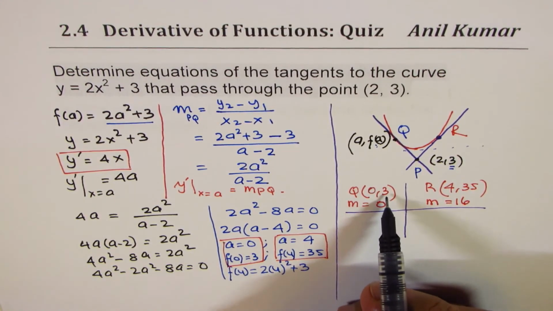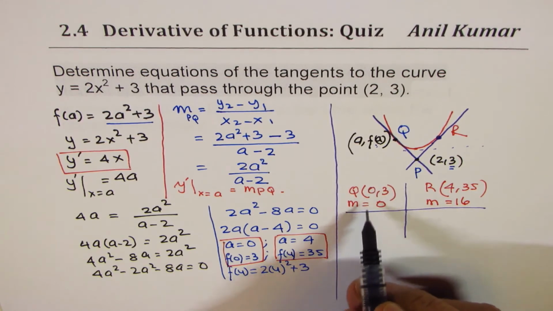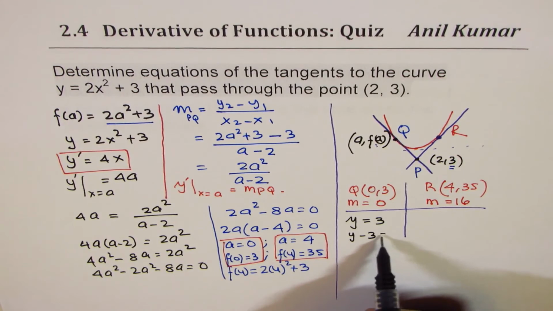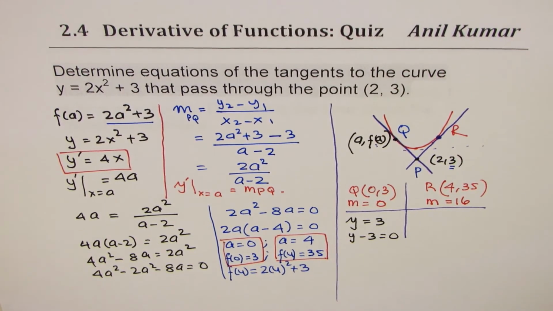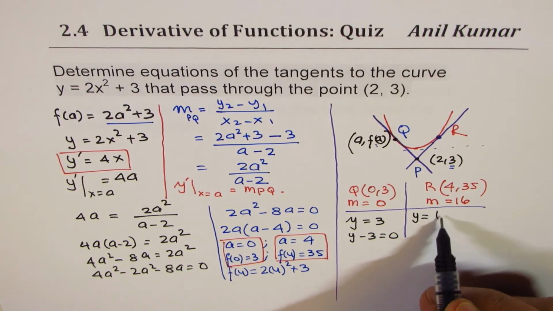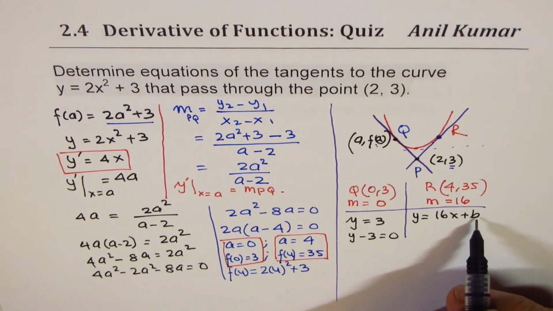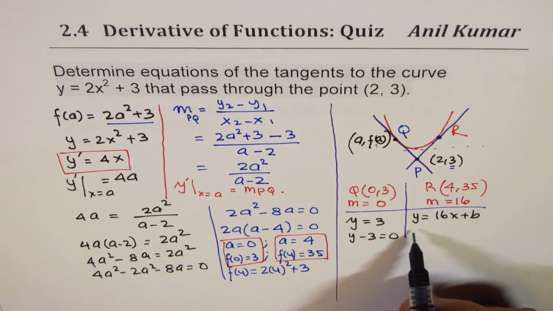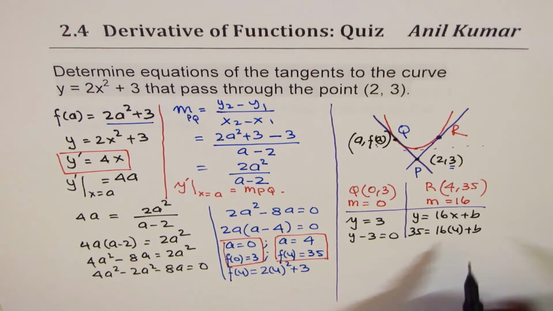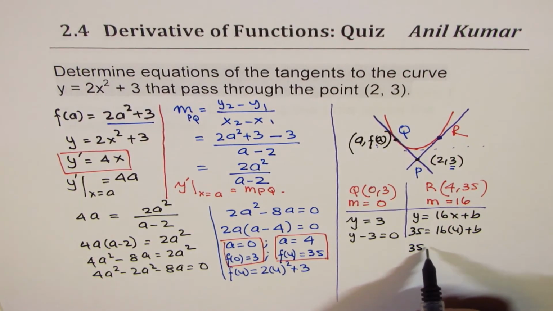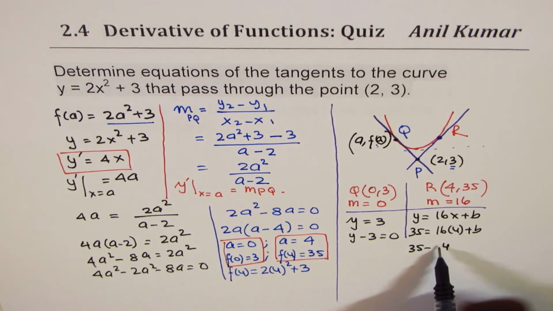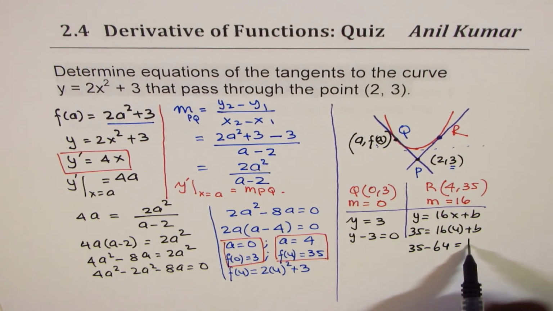Now 0, 3 is the y-intercept, slope is 0. So the equation for this line is y equals 3, or you can write y minus 3 equals 0, either way. In this case, we could write slope as 16. So y equals 16x plus b. To find the value of b, let me substitute 4 and 35. So 35 equals 16 times 4 plus b. Or we could do 35 minus 16 times 4 equals b.